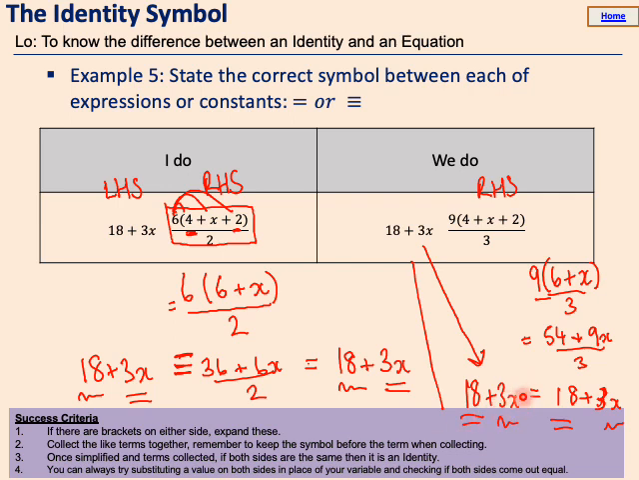So if I pick 10 to be in here, I'm going to have 18 plus 30. And if I put x, I've chosen x to be 10. So if I put 10 in here, I'm going to have 18 plus 30 again. It's always going to be the same on both sides, no matter what value of x I choose. And that is the definition, what makes an equation an identity.